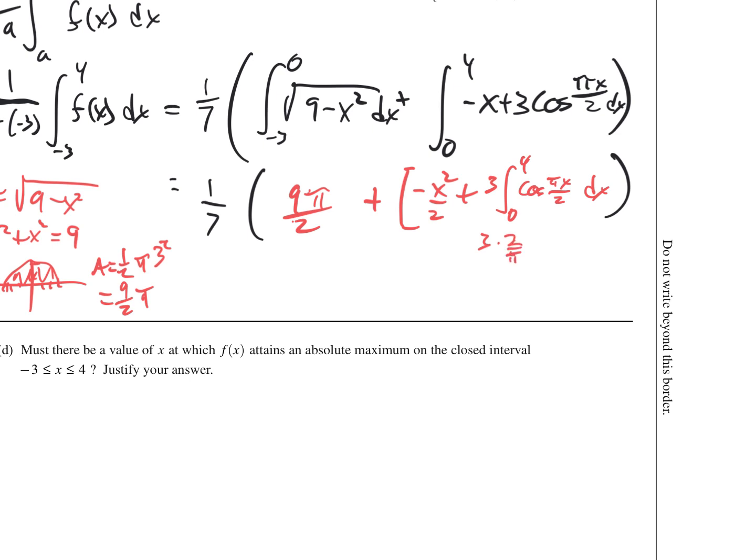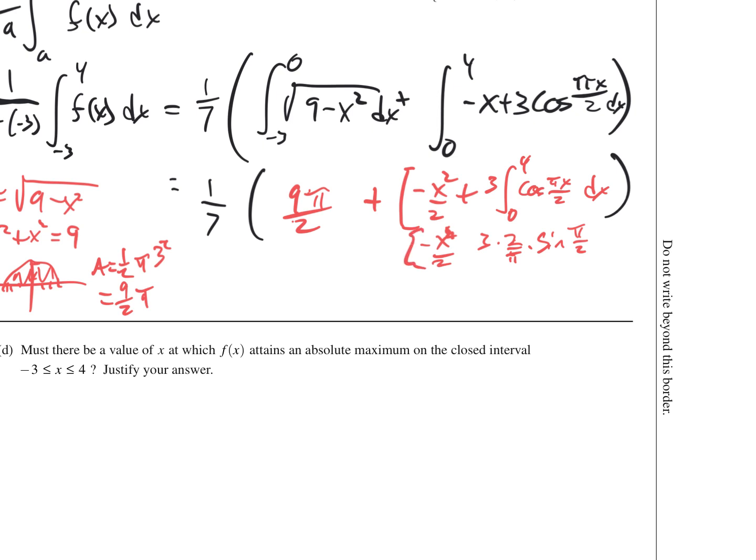Okay, and the integral of cosine is sine. So it'll be sine of pi over 2 x. Okay. All right. So that's where that comes from. Let you think about that. -x squared over 2. All right. So that's a bit involved.